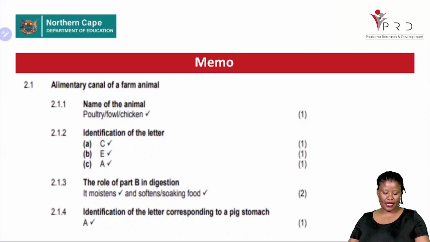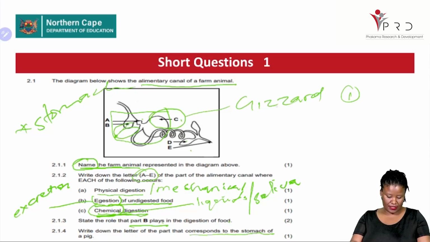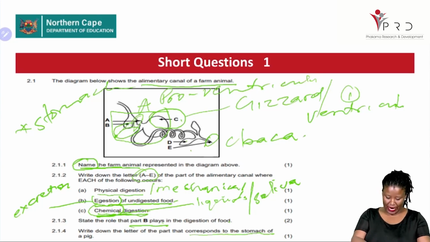Identification of the letter, where physical digestion takes place at C, and C we know that it is the gizzard, which is the ventriculus. Gizzard or ventriculus. Egestion of undigested food, we look at E, which we refer to in a chicken as the cloaca. And the chemical digestion, where is it taking place? It takes place at A, which is the proventriculus. But now you were asked to write only the letters.